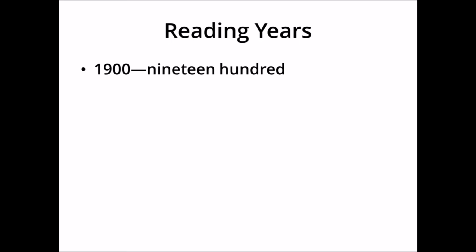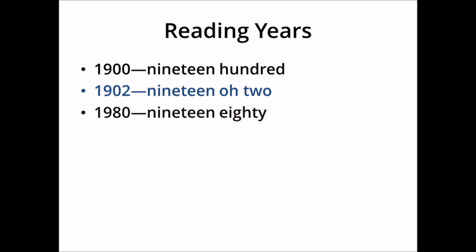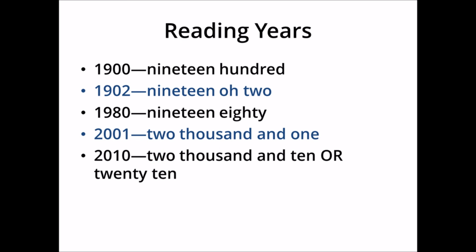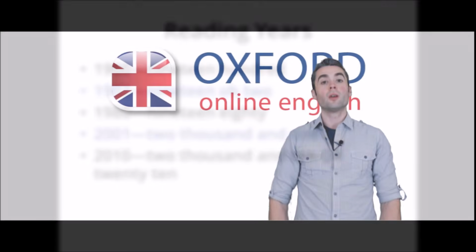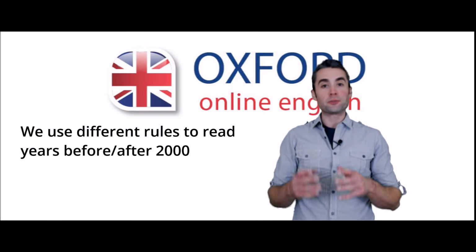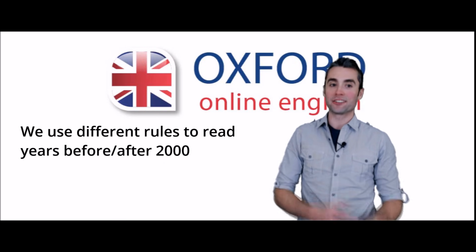We say 1900, 1902, 1980, 2001, 2010 or 2010. We need different rules for years before and after 2000.